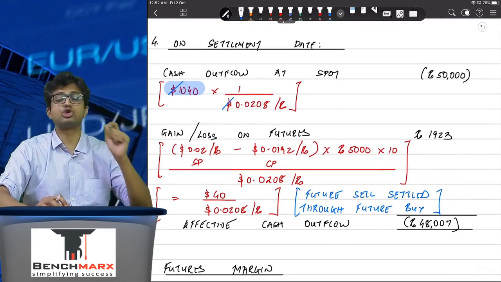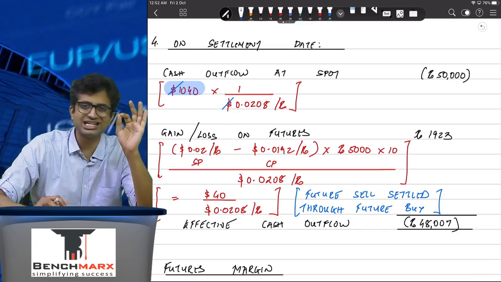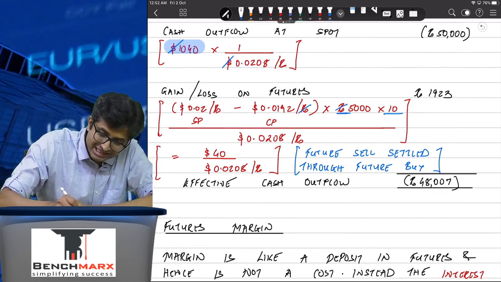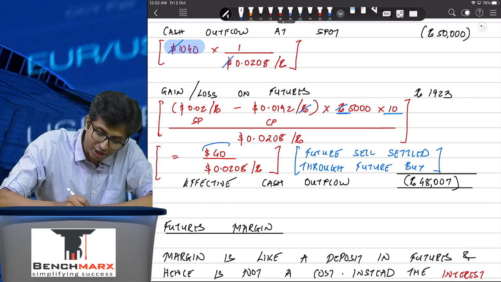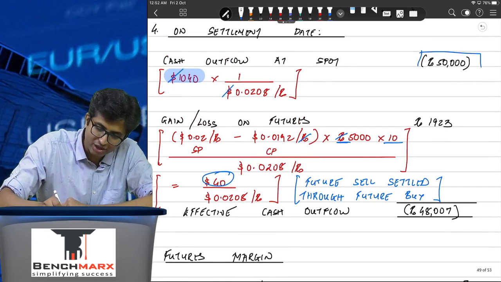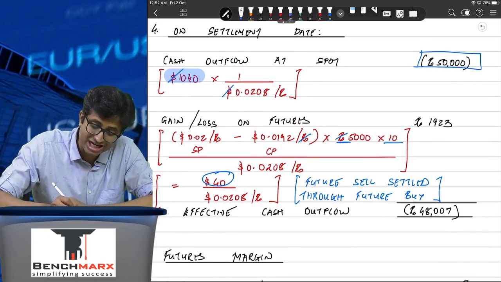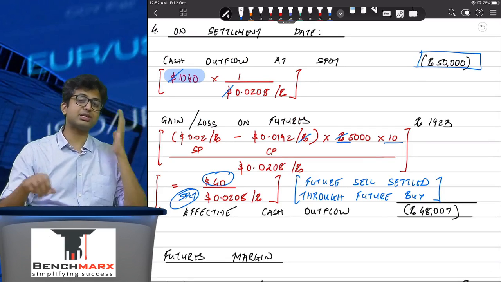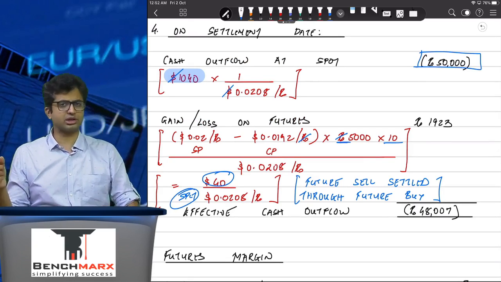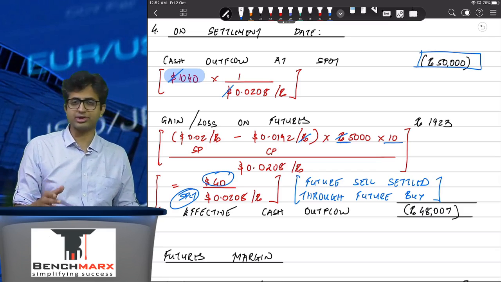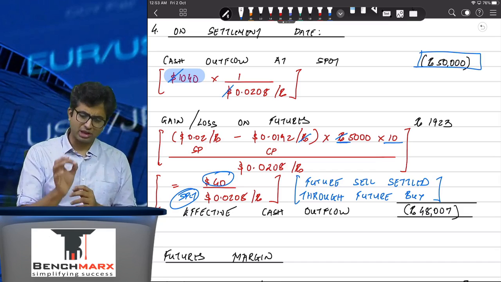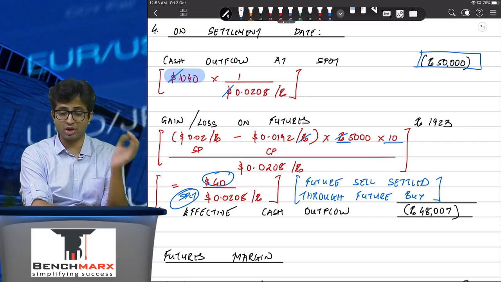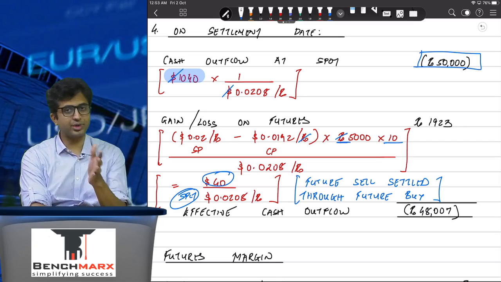SP minus CP, that is dollar per rupees, into rupees 5,000 into 10 contracts, and in this process you see that rupees and rupees cancel. Your answer, remember, will remain in dollars. However, ultimately you want to find your cash outflow or inflow in rupees, and hence this will have to be converted into rupees at the prevailing spot rate on 20th of March. I will again repeat, this situation will always result in your answer landing up in the foreign currency because the contract size is in rupees, so your gain or loss has to be in dollars. If that doesn't strike you, this is $0.02 per rupees minus $0.0192 per rupees, that is $0.008 per rupees into rupees 5,000.